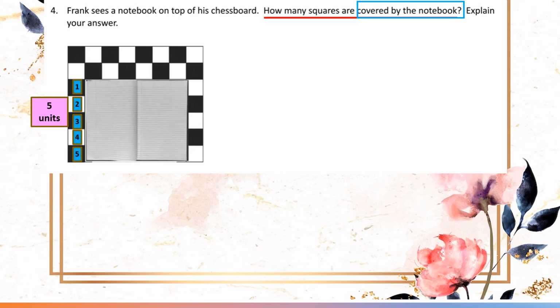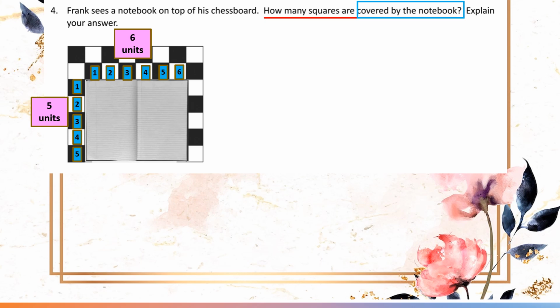Now let's use the tiles across the top of the notebook to figure out our width. Okay, so I'm going to start right here at this corner. Start with 1, and let's count. So we have 1, 2, 3, 4, 5, 6. So that means that the width of this notebook is 6 units. So it's 6 units wide.